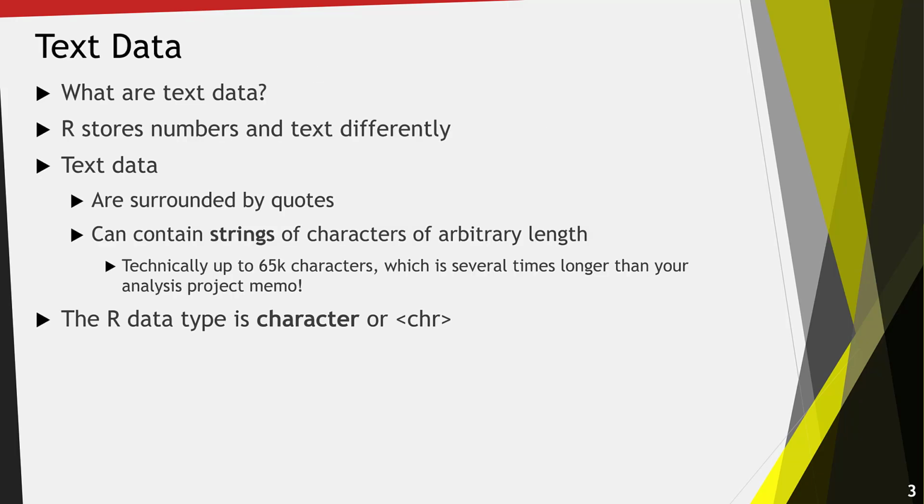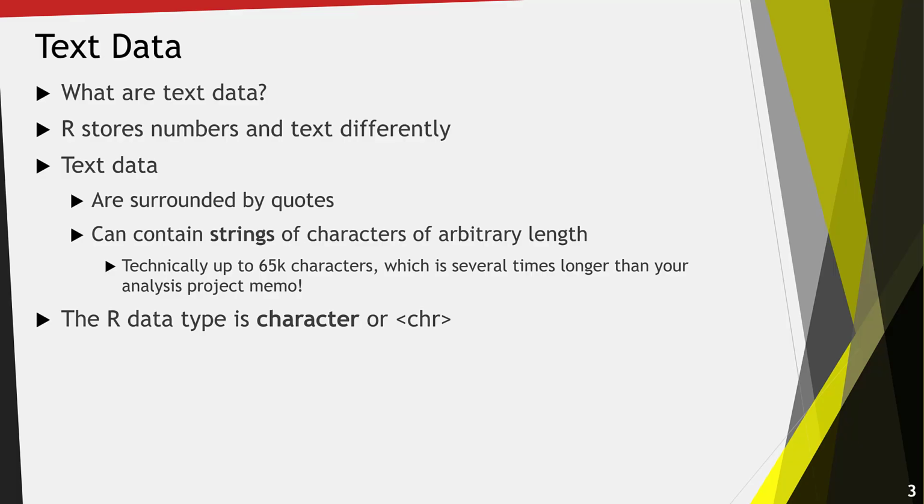Before discussing dealing with text data, it's important to define exactly what text data are. Remember that R stores numbers and text differently. Text data are surrounded by quotes and contain strings of characters of arbitrary length. Technically, a string can only be 65,000 characters, which is several times longer than the analysis project memos that I expect you to write for this class.